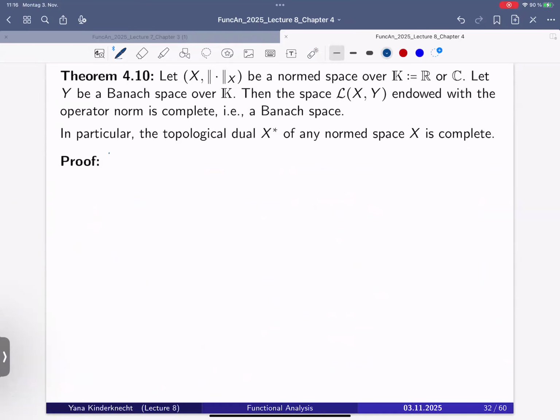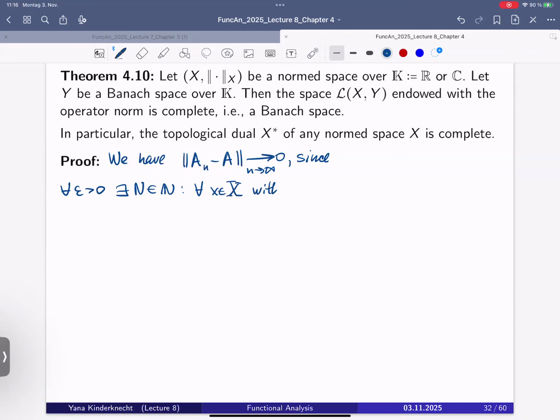Okay, so we show the following. We have that the operator norm of A_n minus A tends to 0 when n tends to infinity, since for any epsilon positive, there exists n, a natural number, such that for all x in our space X with norm of x equal to 1, so elements of the unit sphere, the following holds. I will write down "holds", which is not nice English, but we will survive.